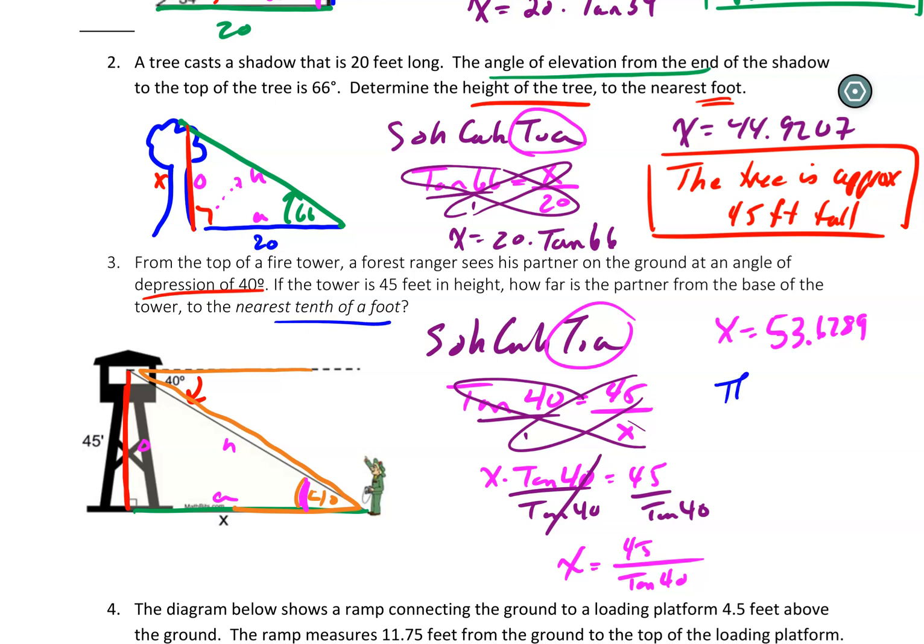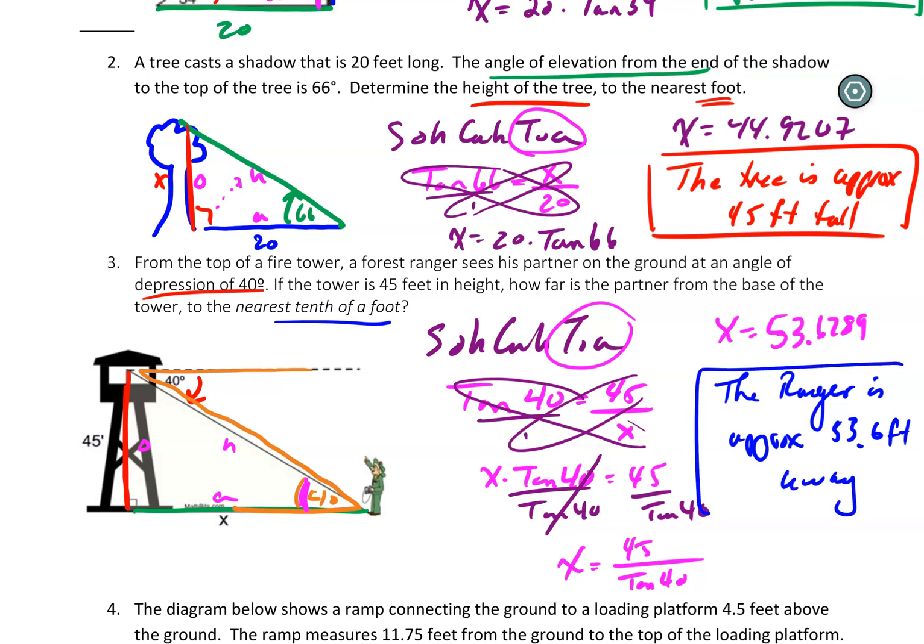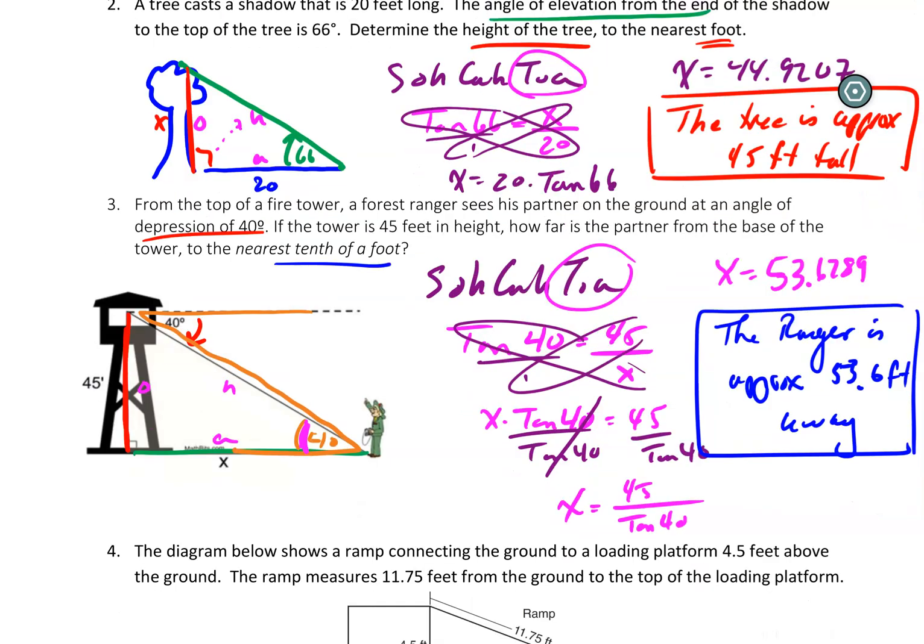So the ranger is approximately 53.6 feet away. All right. So again, a little bit different process because we had to do a little extra work to figure out the angle relationship, but that is the concept.